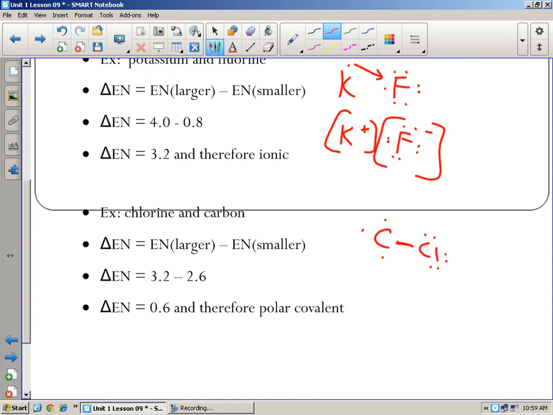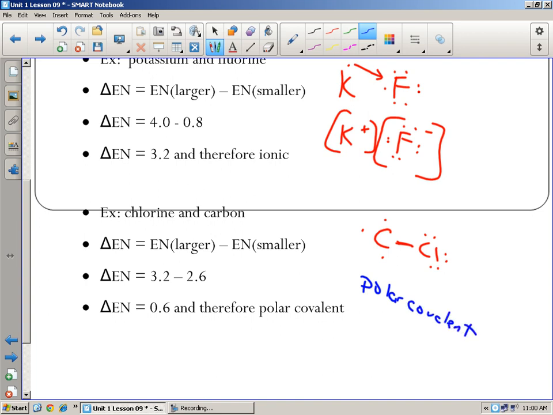But the carbon to chlorine bond here is sharing. How do I know? Well, 0.6 isn't a lot of difference. They're both nonmetals, so they're probably sharing. Are they sharing equally? No. So we would classify this as polar. Yes, polar covalent. So this is most certainly polar covalent. I think it says that actually, but I'll write it down.